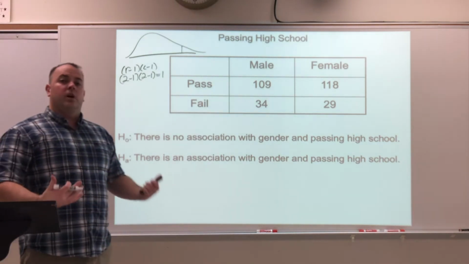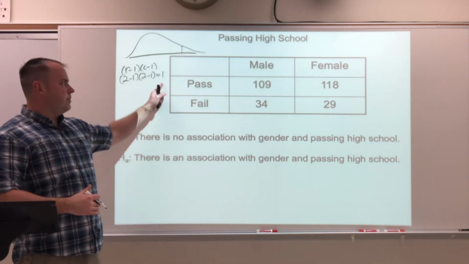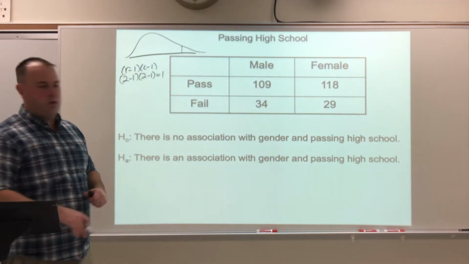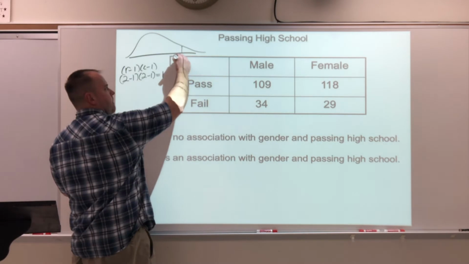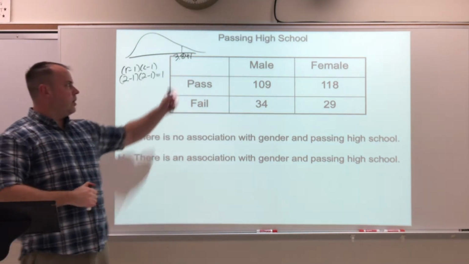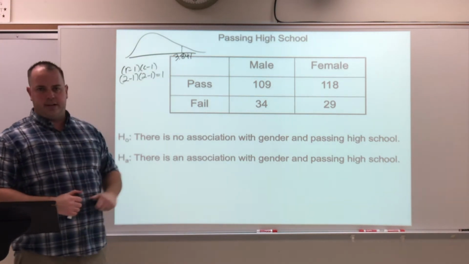Okay, so we're going to assume 95%. We have degrees of freedom of 1. If you go to the chart, you should get 3.841. Okay, so that's where we have our reject and our fail to reject area.